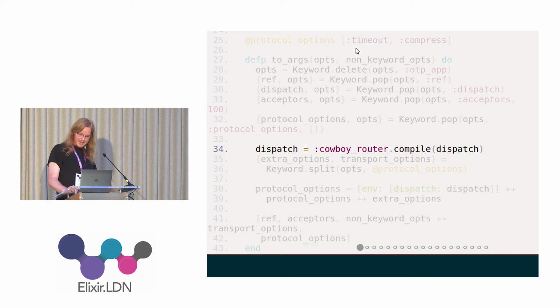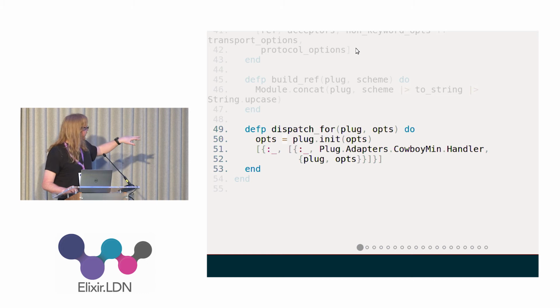And then there's default arguments. And this looks quite similar to the other arguments. So you've got a catch-all, so it's just saying for everything, go to the Cowboy handler and pass in the plug and the plug options. And the plug options are what gets passed in and then subsequently to call.